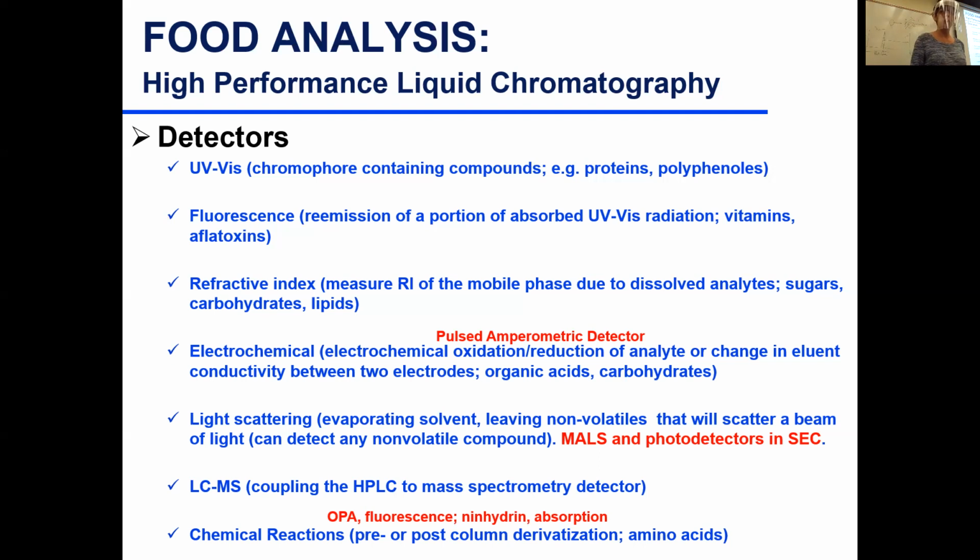So here's a question for you. In a refractive index detector, can you use a gradient elution?